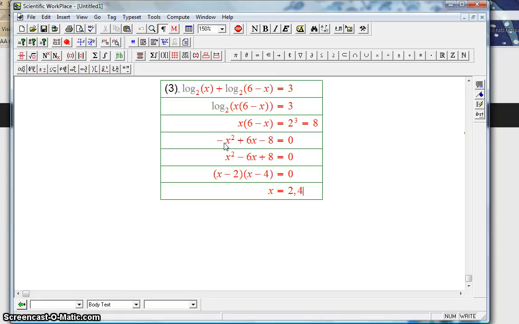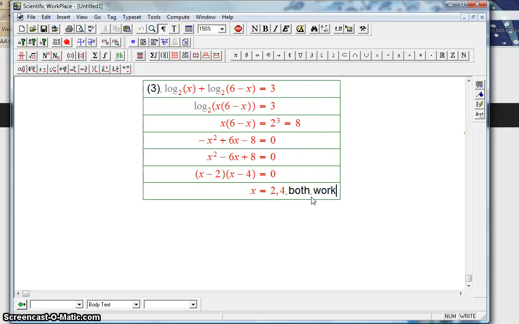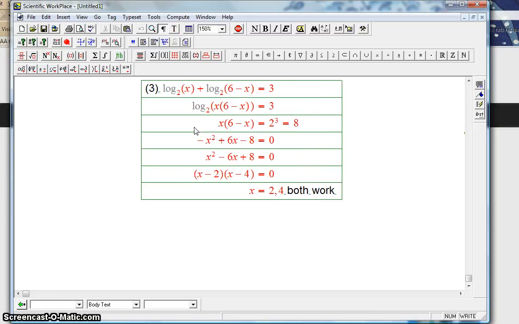Now, check it. These might well not work. This one I wasn't trying to make that point, so I made them both work. If you plug in x equals 2, log 2 of 2 is 1, log 2 of 4 is 2, and you get 3. With 4, excuse me, the roles are reversed. Log 2 of 4 is 2, log 2 of 2 is 1, and they add up to 3. And so they both work. But you really should check, because there are definitely cases where there's going to be stuff that's subtle, but they might not both work.